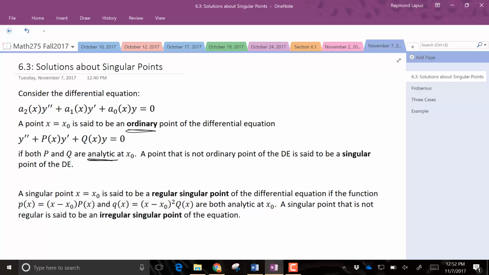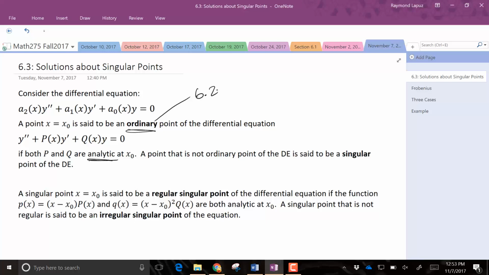Analytic just means it's continuous, it's differentiable, and it's nice. And usually, mathematicians go out of their way to find functions that are not analytic in special cases. So, in 6.2, we studied finding power series solutions around an ordinary point, which was a point that had no issues.